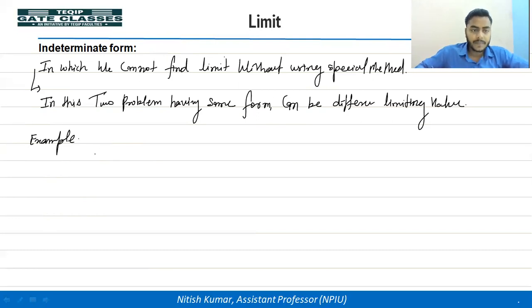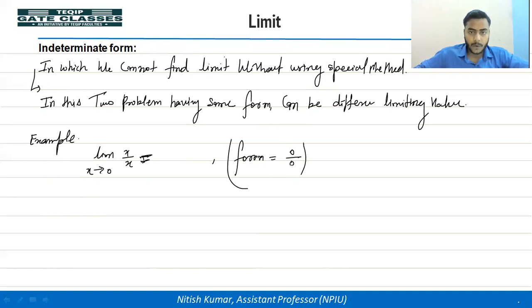Let's see an example. Limit of x by x when x goes to 0. Let's calculate what the limiting value will be. First let's decide the form. What is the form? Now put x as 0, what do we get? 0 by 0. The form is 0 by 0.